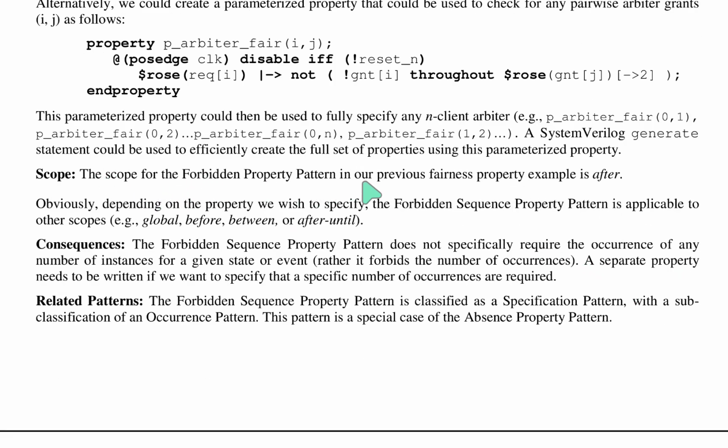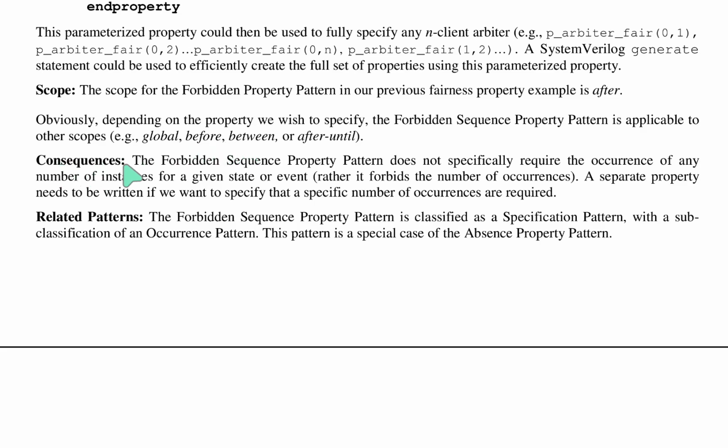The scope for the forbidden sequence property pattern in our previous fairness property example is after. Obviously, depending on the property, we should specify the forbidden sequence property pattern as applicable to another scope, for example, global, before, between, or after until. The consequences: the forbidden sequence property pattern does not specifically require the occurrence of any number of instances for a given state or event. Rather, it forbids a number of occurrences. A property needs to be written if we want to specify that a specific number of occurrences is required.